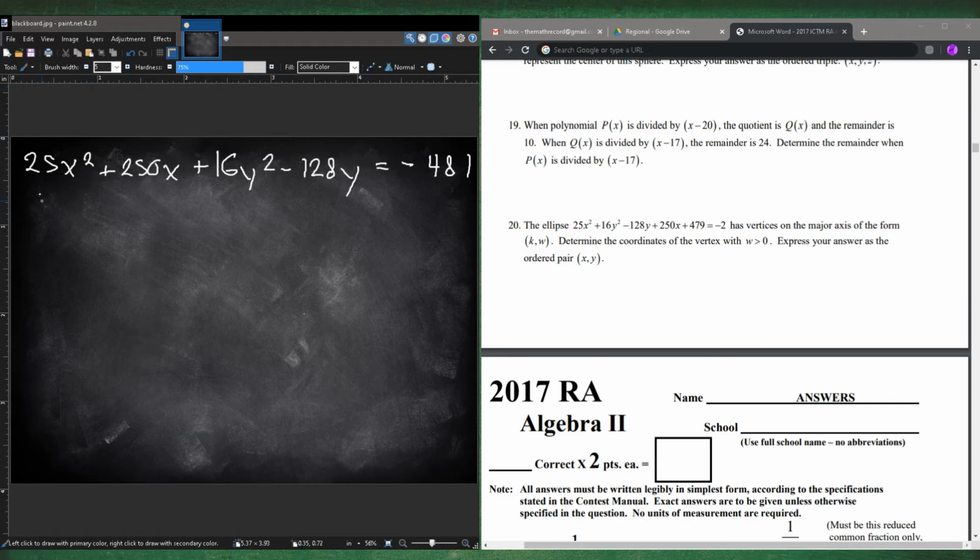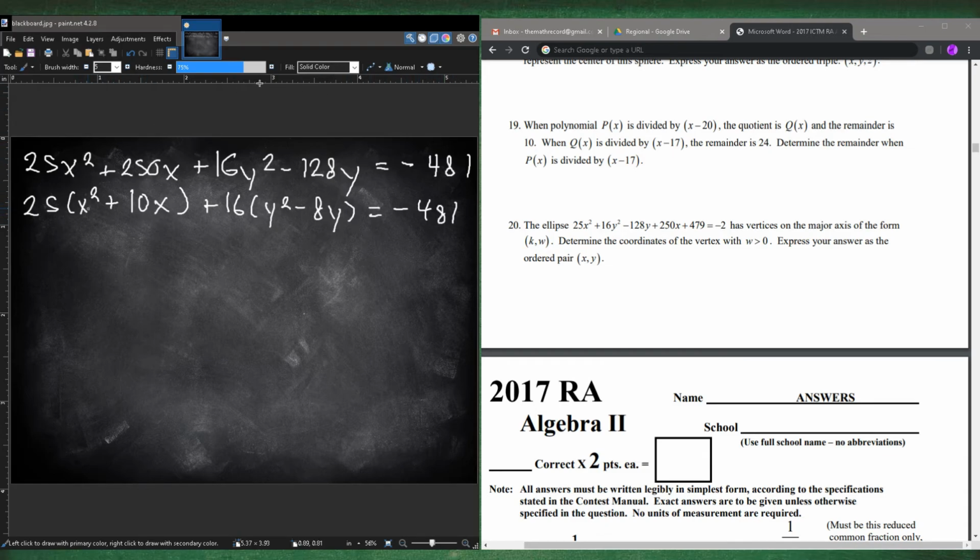So on this side, we have a 25, right? So we divide 25 from both of the x terms. So we have x squared plus 10x. And then we're going to divide 16 from both of these y's. So that's y squared. 128 divided by 16, what is that? 128 divided by 16 is 8. So that's minus 8y is equal to negative 481.